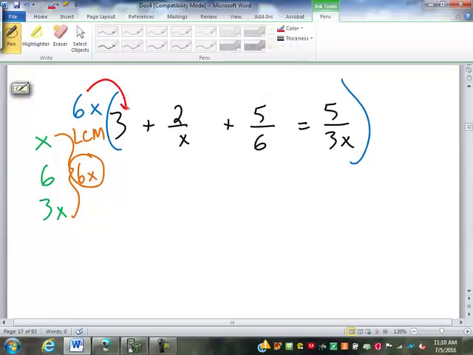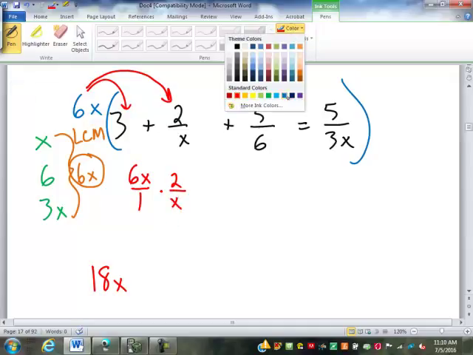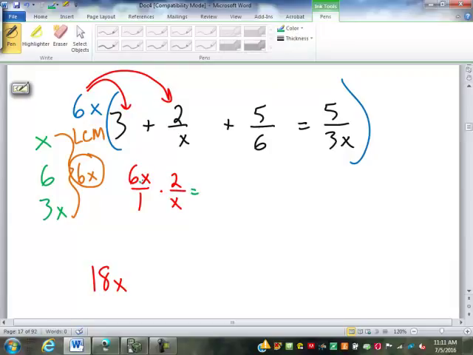So I have 6x times 3, which is, well, 6 times 3 is 18x. So that part wasn't so bad. 6x times 2 over x. So I make 6x into 6x over 1 times 2 over x. Probably the simplest way to do this, 6x times 2 is 12x. 1 times x is x. What's 12x divided by x? The x's cancel out, it's just 12. Any questions there?